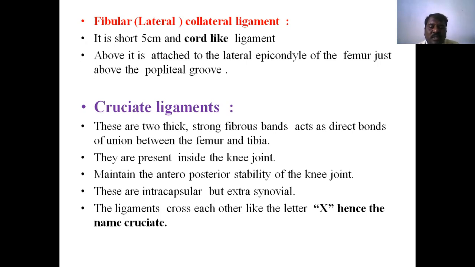Next, another one, the cruciate ligaments. Cruciate means cross each other. These ligaments are two thick and strong fibrous bands acting as a direct union between the femur as well as the tibia. These are present inside the knee joint. So after removing the knee cap, that is the patella, when you have flexed the knee, we can identify the two cruciate ligaments inside the knee joint. We can identify the cruciate ligament bands crossing each other. That's why the name is cruciate ligaments.